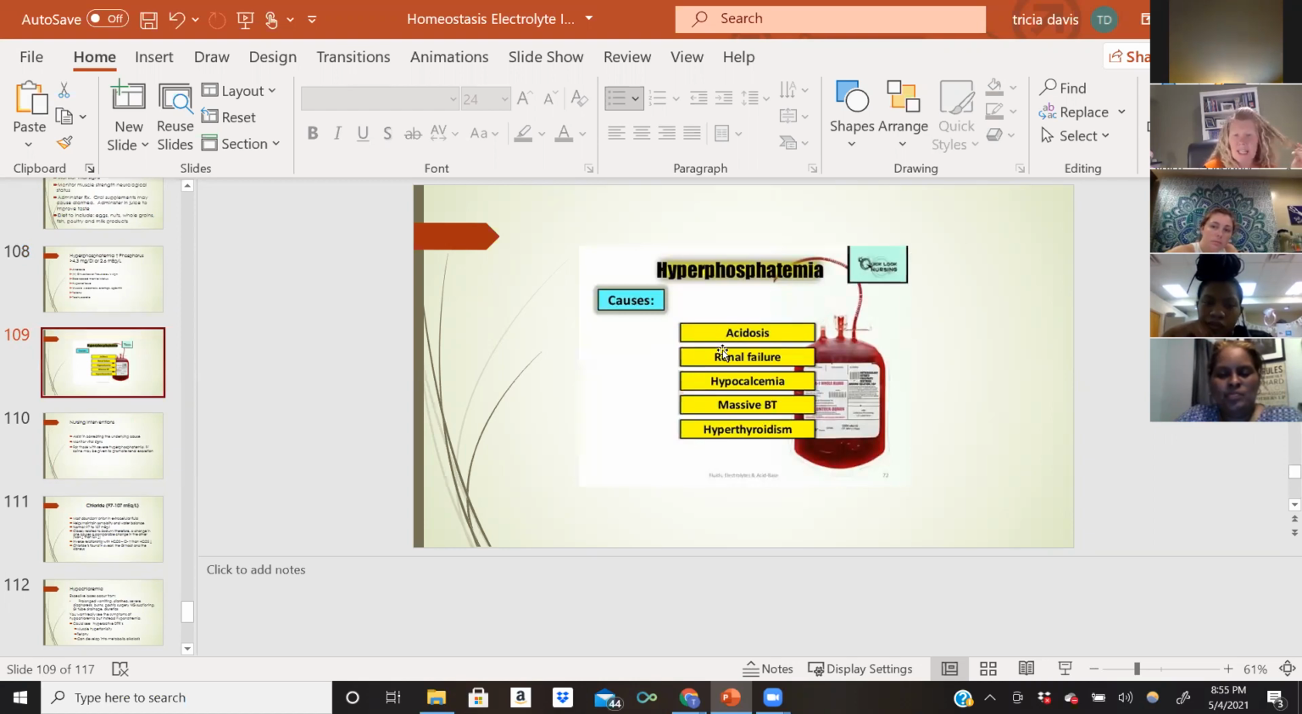So what can cause it? Acidosis can cause it. Patients that have renal failure, their kidneys can't work right, so those levels are going to increase. Patients that have low calcium, right? Because these two are on the opposite ends of each other. Sometimes if we give patients massive blood transfusions, like in shock trauma, where they're getting multiple bags, we'll see this. And then of course, those patients with hyperparathyroidism.